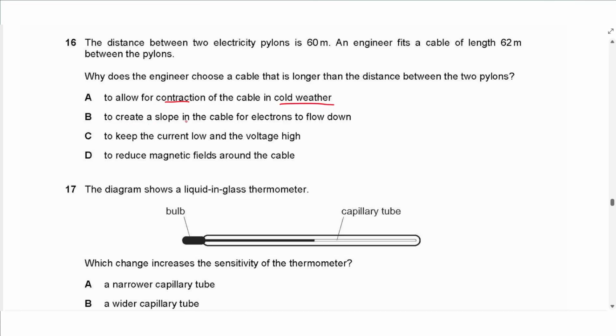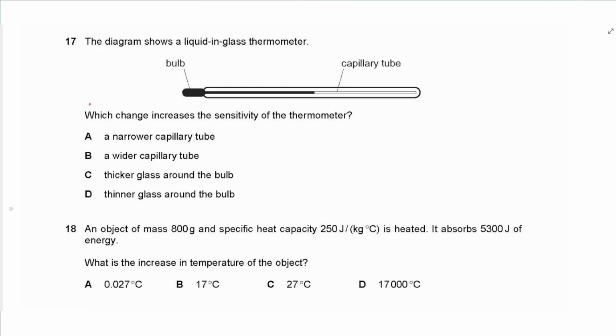To create a slope in the cable for electrons to flow, that will not affect anything. To keep the current low and the voltage high, again, no. Reduce magnetic fields around the cable, no. So we choose A. Question 17 is about thermometers, so you can skip this question for the new syllabus.